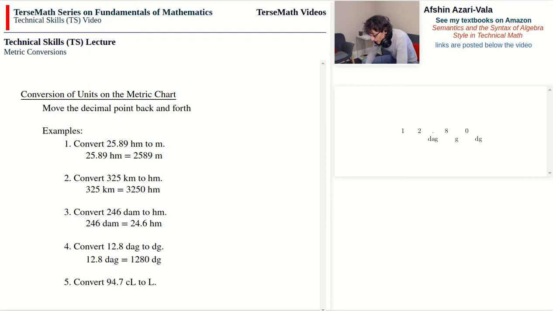And I've got one more problem, 94.7 centiliters to liters. So the question is 94.7 centiliters is equal to how many liters? We write down 94.7, associate the unit centiliter to the decimal point. And now we go from centiliter to liter. For this, we have to move to the left, from centiliter to deciliter, and then from deciliter to liter. So that's where the decimal point will end up at. We add a 0 before it, and we end up with 0.947 liters.